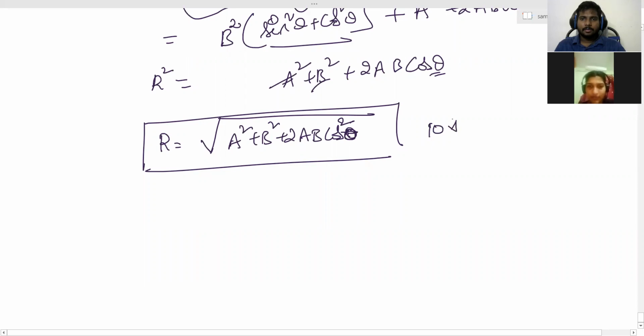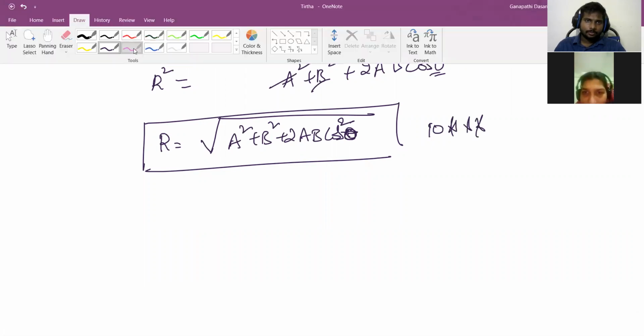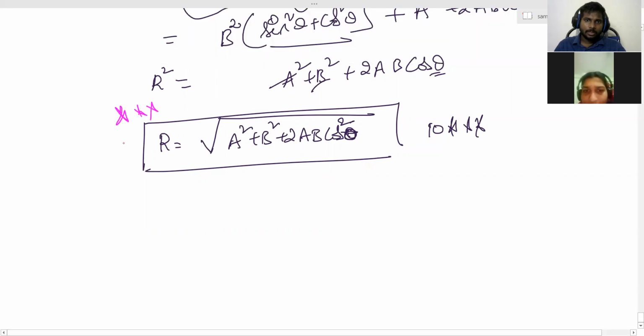This is a 10-star formula. So this is what formula, sir? The resultant formula. If A is given, B is given, and their addition of vectors is happening, the angle between A and B is theta, then the resultant is root over A square plus B square plus 2AB cos theta. Yes, I like it.